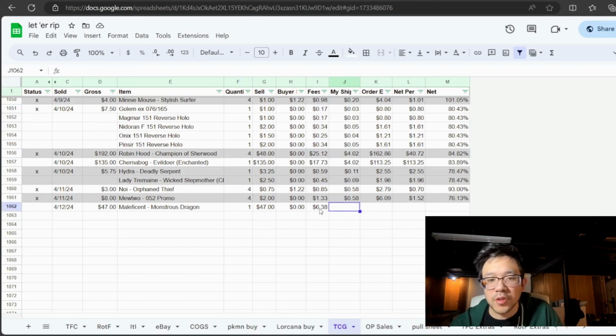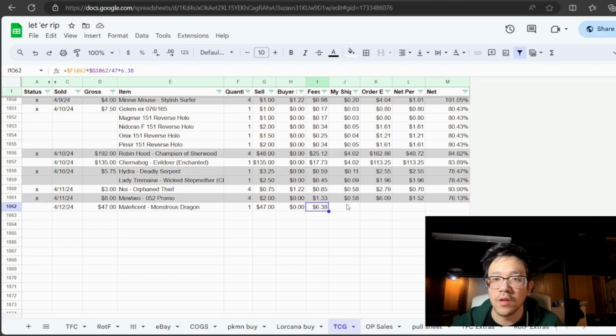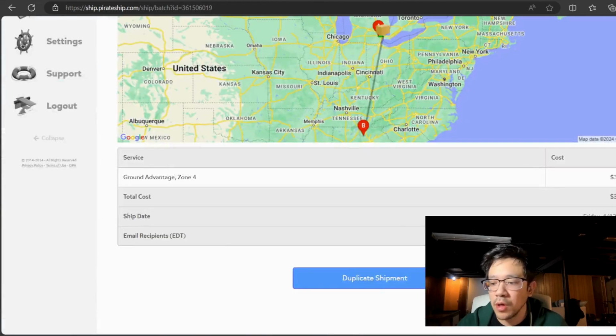Then finally, my shipping. Typically, my shipping is the cost of a stamp, which can be anywhere from 50 to 68 cents, depending on where I'm getting my stamps from. If I have an order that I'm going to ship off in a bubble mailer with tracking, I'm going to use Pirate Ship to get all of my labels. This one was $3.96.